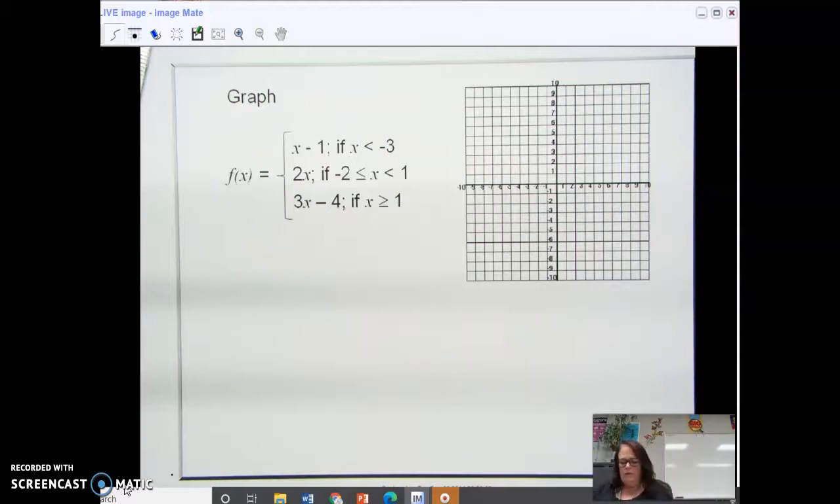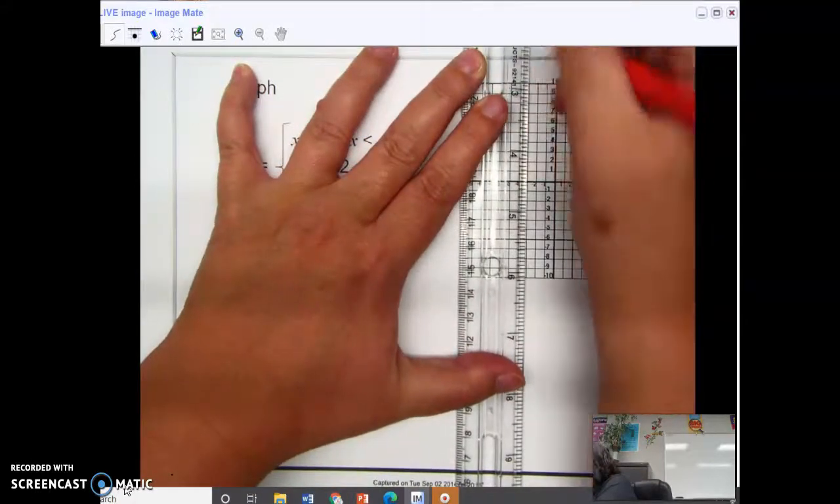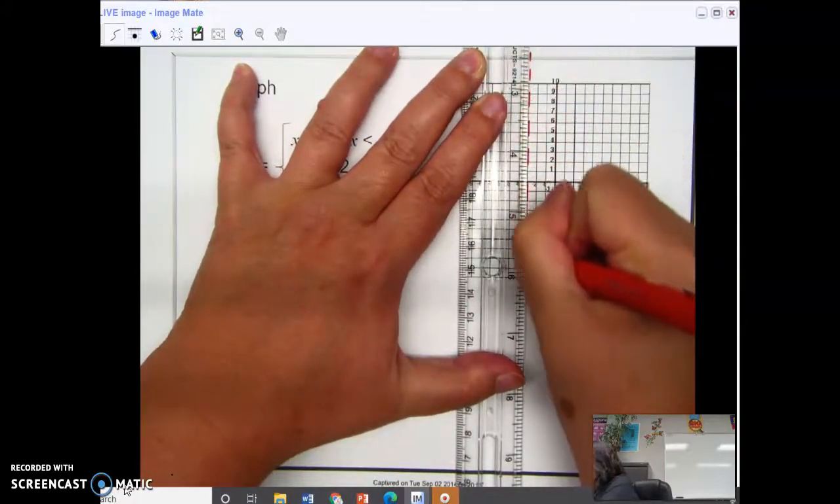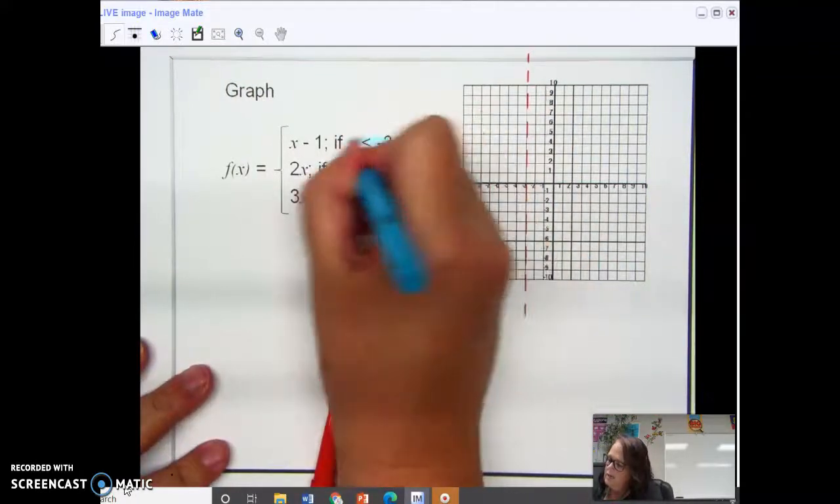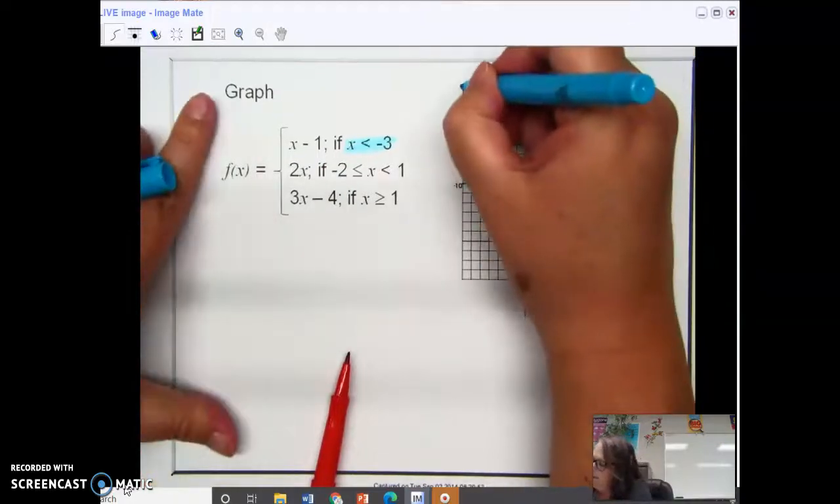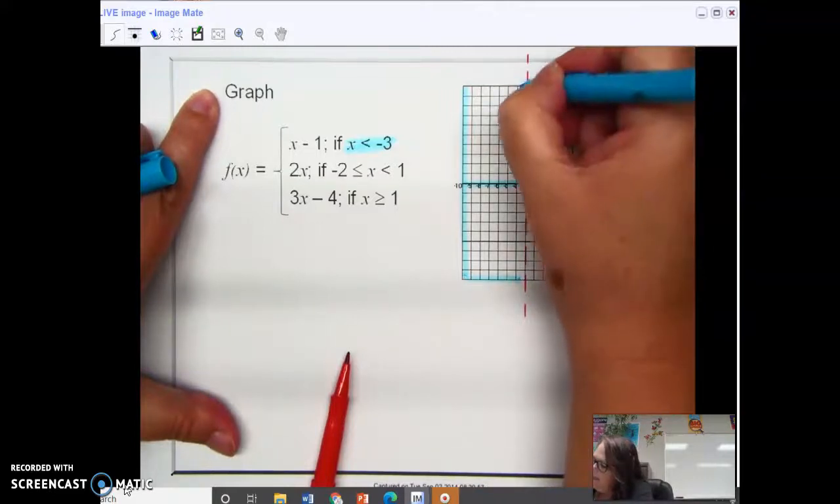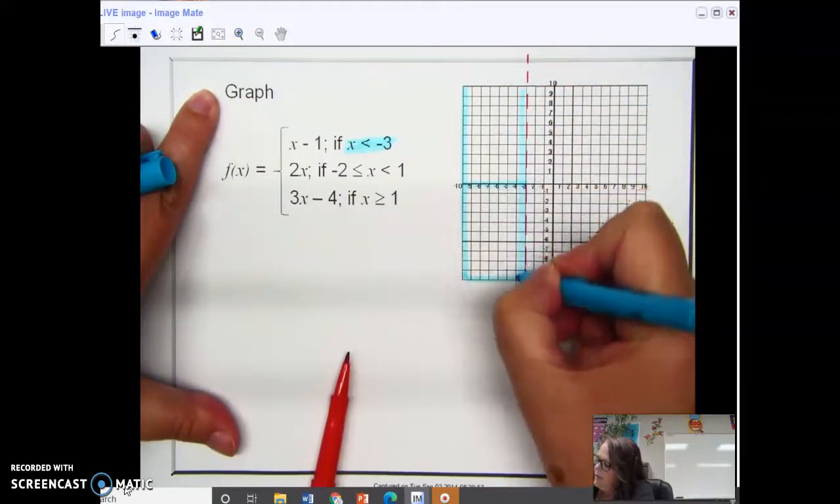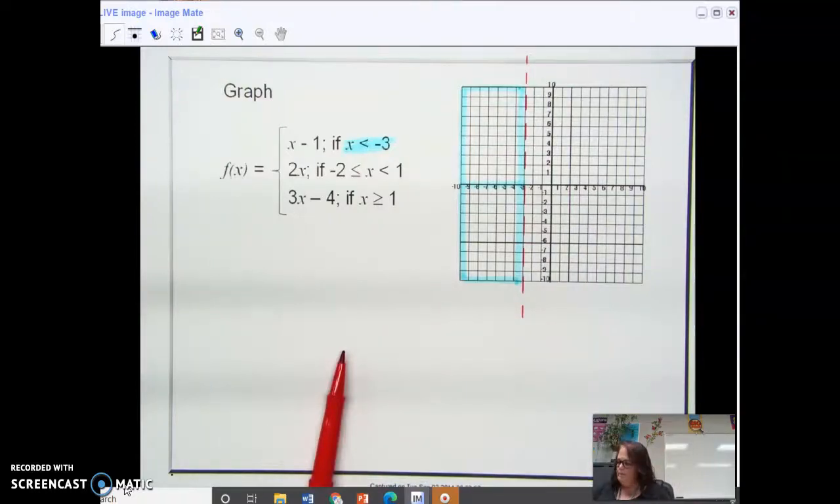All right, so let's go ahead and get started. I've got a boundary at -3. All right, and so this one is saying all the values less than -3. So on the x-axis, that's here. So I'm going to go ahead and shade in my domain. And again, if you wanted to color the whole thing in, that would be fine. I just don't want to waste time on the video.